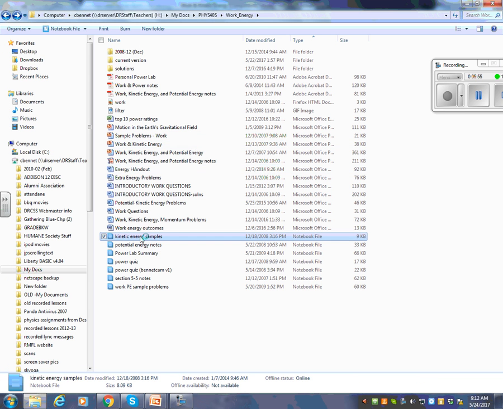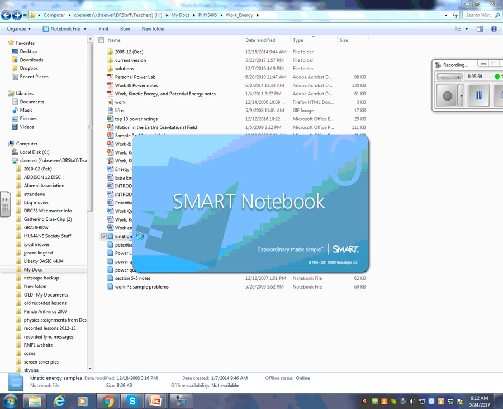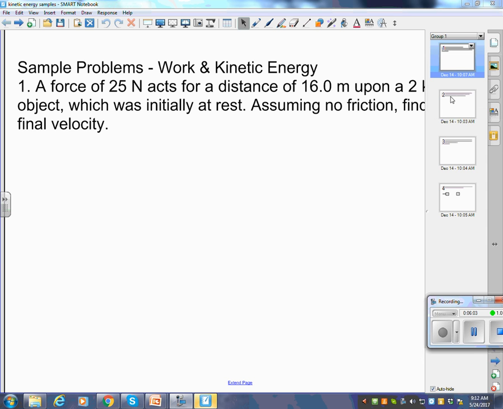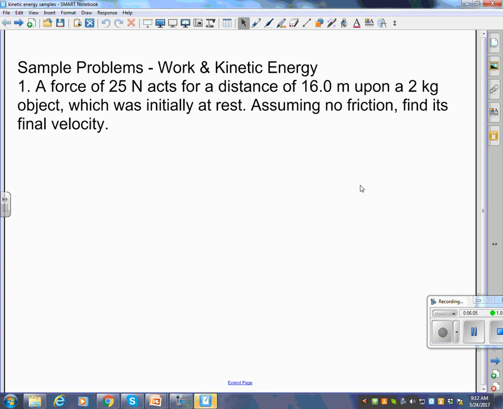Kinetic energy samples. Excellent. Let's look at these here. I thought I had this all cleaned up a bit, but I guess I didn't. Okay, so there's only 4, it looks like. So a force of 25 newtons acts for a distance of 16 meters upon a 2 kilogram object, which was initially at rest. Assuming no friction, find its final velocity. So the F is 25, the D is 16, the mass is 2, the VI is 0.